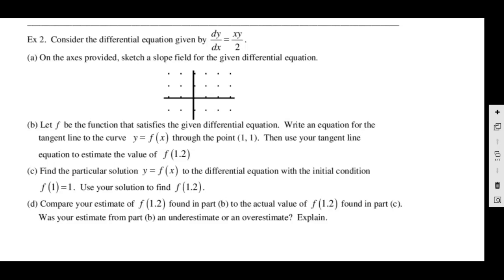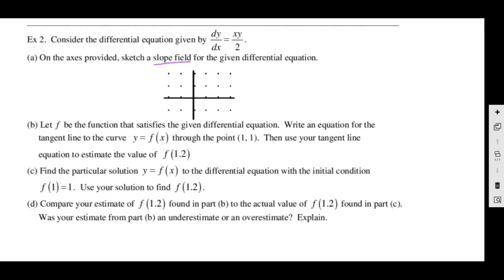But here, let's do the slope field. And then on part B, we're going to find the particular solution that satisfies. Actually, we're just going to graph the particular solution. Then on part C, we're going to find the equation. We're going to make an estimation, and then we're going to look at the error involved. Okay, so here we go. Let's do the slope field first. Actually, yeah, I'll do the slope field in purple. Here we go. So slope field.